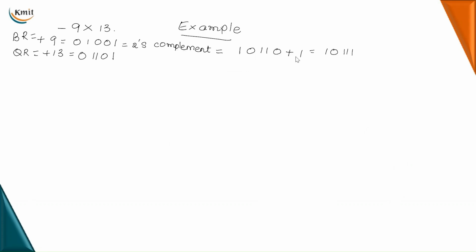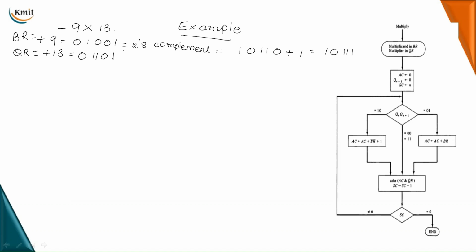Now let us see an example of this flowchart by taking two values of BR and QR. I want to multiply 2's complement data where the contents of my BR register is -9 and the contents of my QR register is 13. So I want to multiply BR and QR.